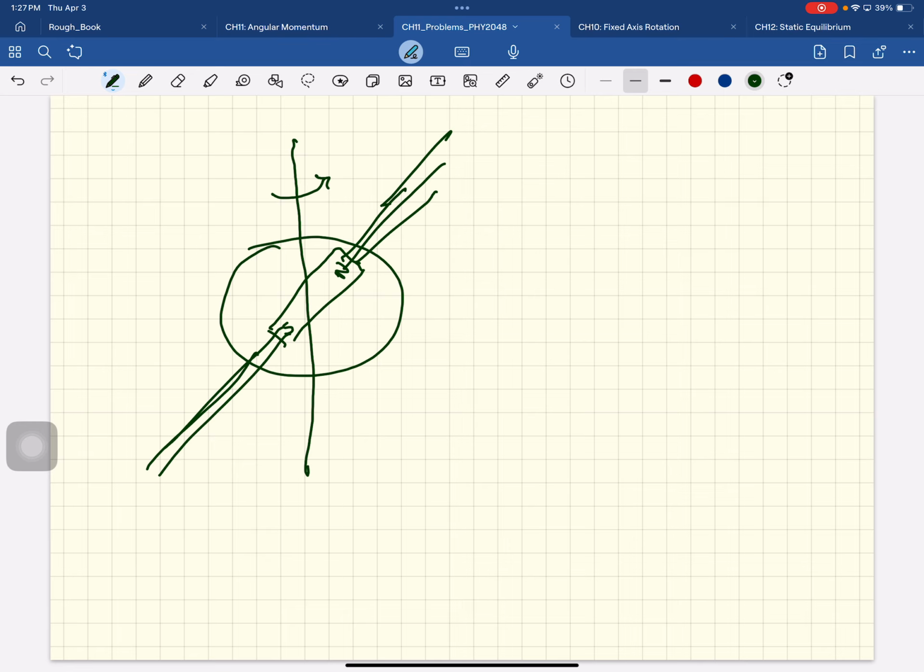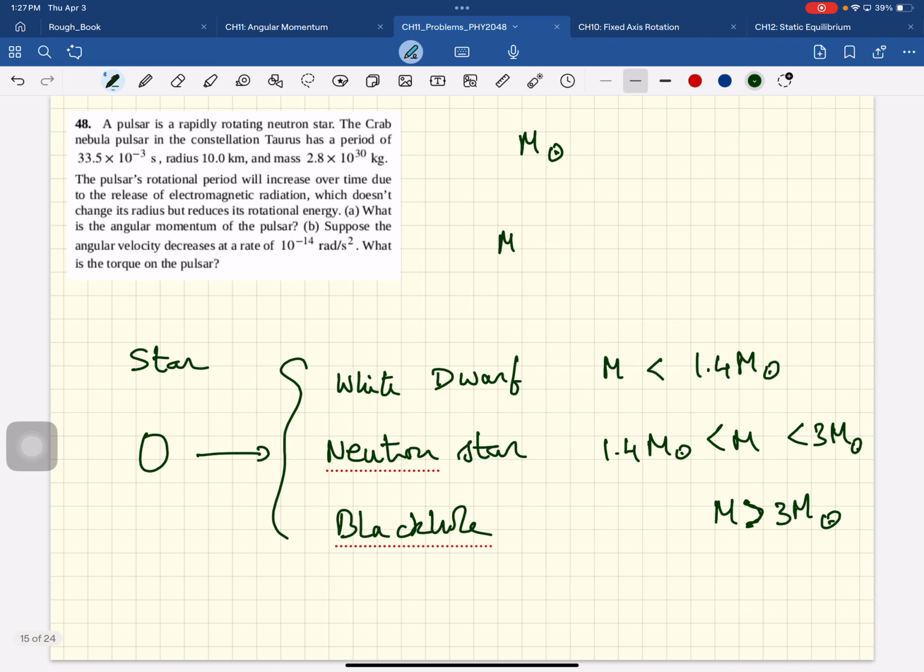So that's a neutron star. All right, that's what the problem is about. I'm not going to solve it because we are out of time. You guys take a 5-minute break, and then we'll do a lecture on chapter 12.